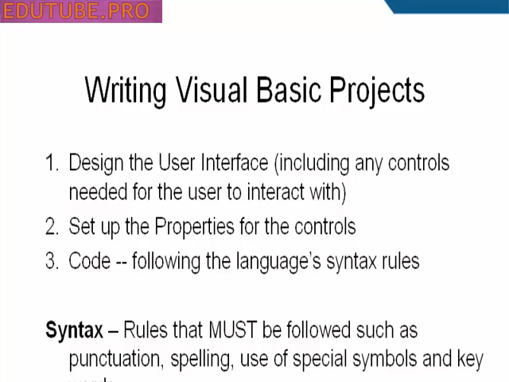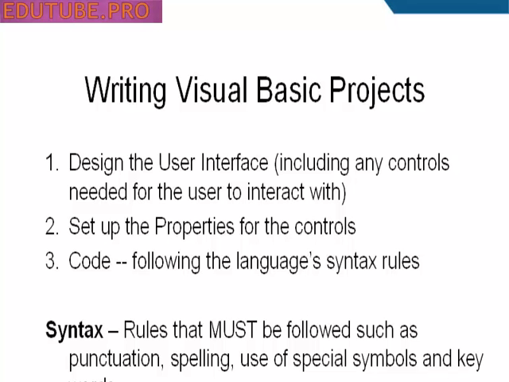When writing a Visual Basic project, there are three basic steps that you want to keep in mind. You first want to design the user interface, which includes any controls needed for the user to interact with. You will then set up the properties for the controls. Important things such as naming the controls and setting text properties and so forth. And finally, you begin to write code, which you will need to pay attention to the language's syntax rules.